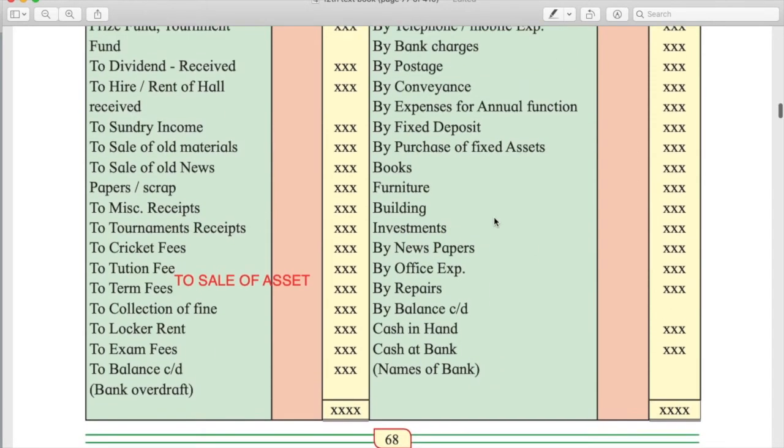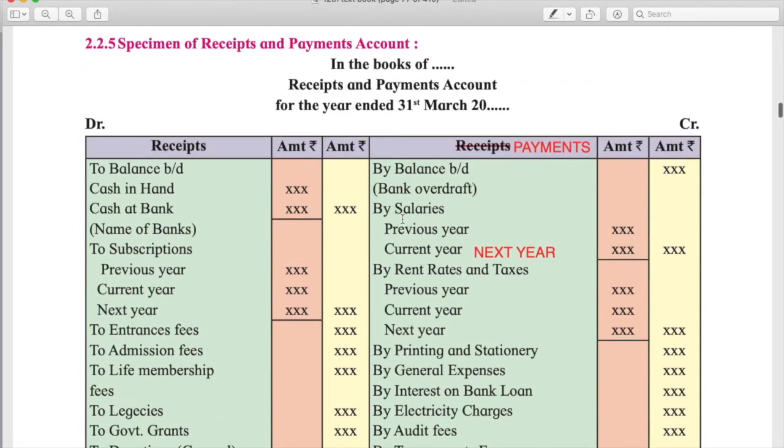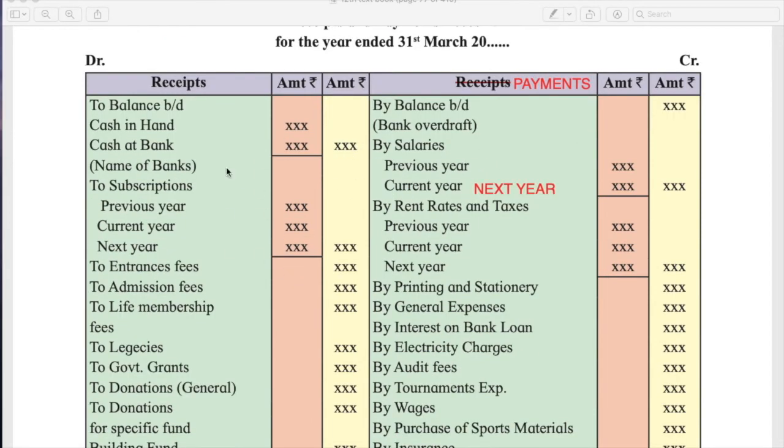Now here you can see there is a closing balance of cash in hand or cash at bank, and if there is a bank overdraft you will see the balance carried down over here. This receipt and payment account will be given in the question, and it will work as a trial balance for us. Here I would like to emphasize two important points: the opening balance given in the receipt and payment account will be nullified.